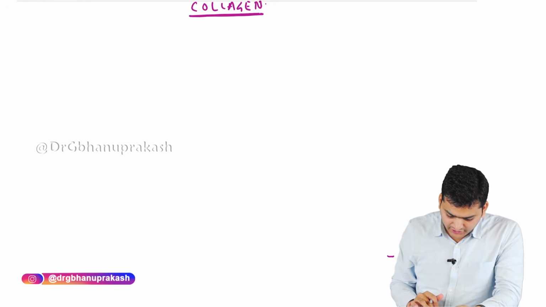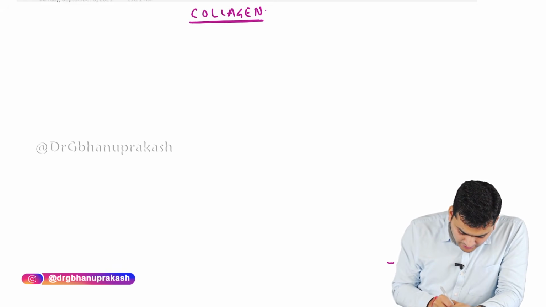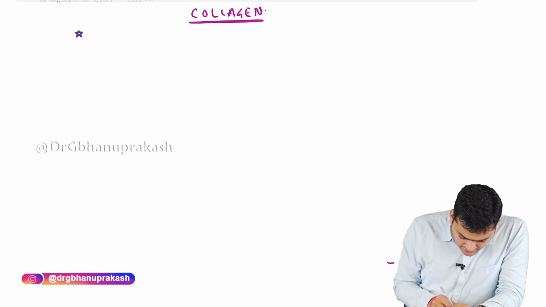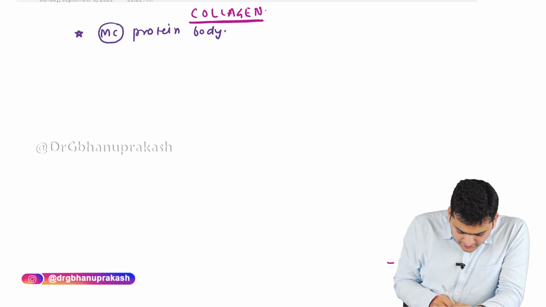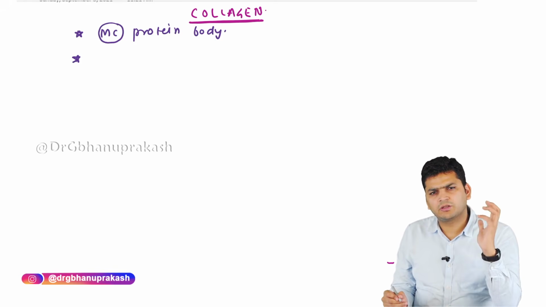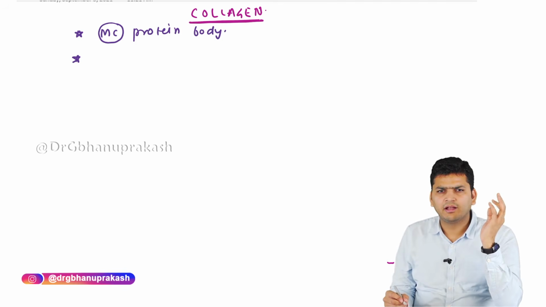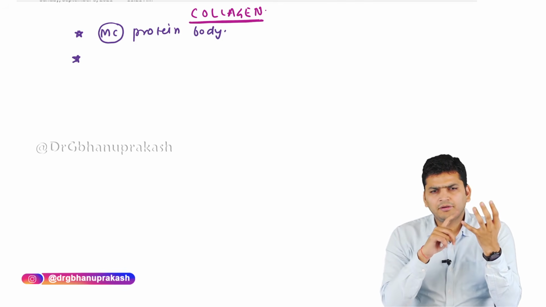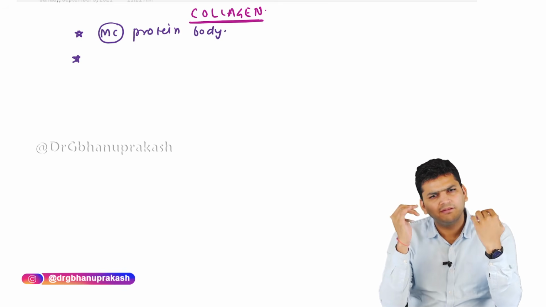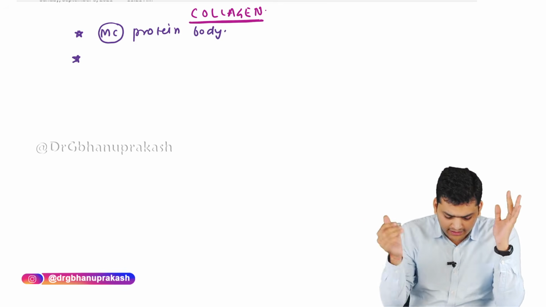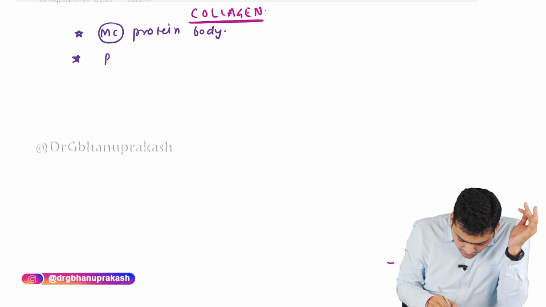Starting with the basic point, collagen is the most common protein of the body. Collagen is there in all the structures. You name any structure, the collagen is there. Skin, ligament, tendon, muscle, bone, cornea, hairs, nails, everywhere is collagen. So I can say it is present in all the tissue.